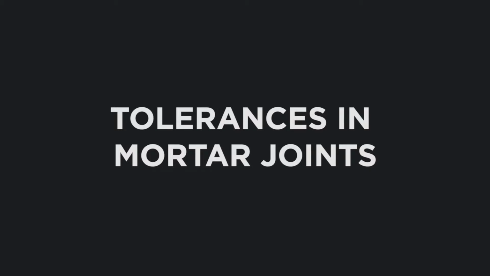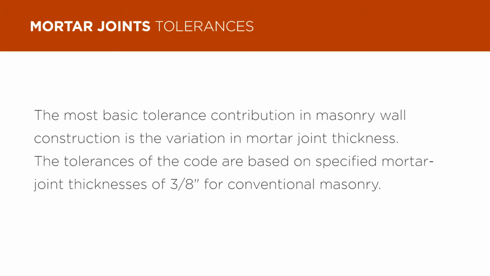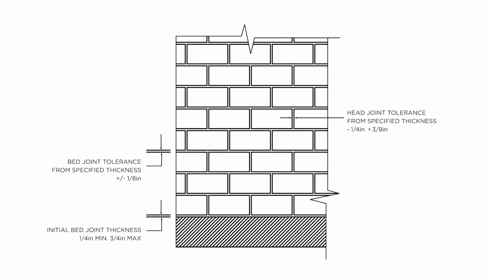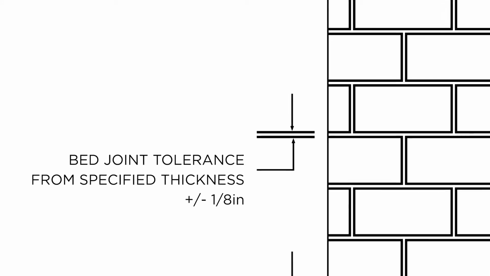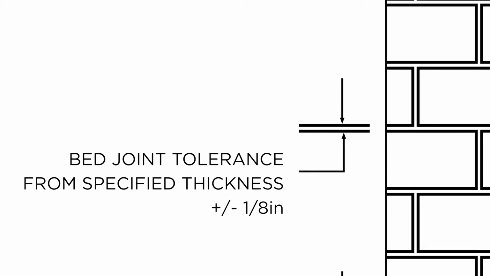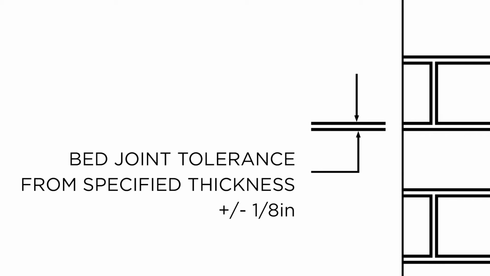Tolerances of mortar joints. The most basic tolerance contribution in masonry wall construction is the variation in mortar joint thickness. The tolerances of the code are based on specified mortar joint thicknesses of 3/8 of an inch for conventional masonry. In clay, concrete, and stone masonry, the mortar bed joint thickness is permitted to vary no more than plus or minus 1/8 of an inch.